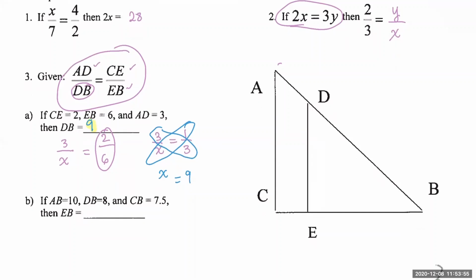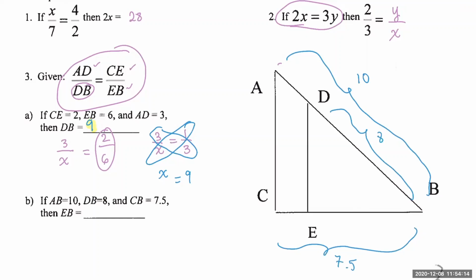Okay, sometimes they might not give you guys all the information that you would expect, like they did in the previous problem. So in this next one, they tell you that AB, which is this entire segment, is 10, DB is 8, and CB is 7.5, whereas they're asking us to find what EB is equal to. So we don't know what that is.